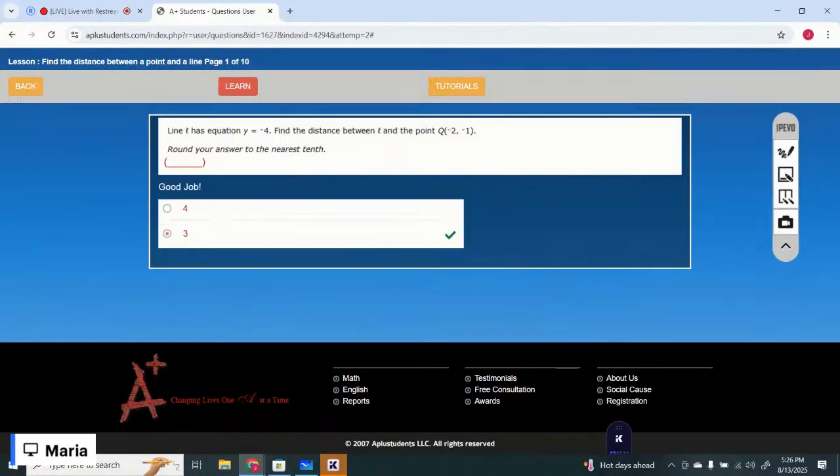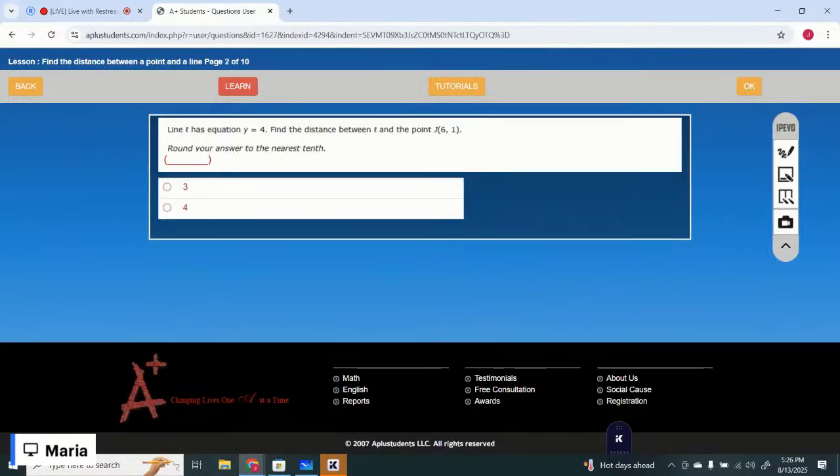Okay, let's just move on to next one. Line L has the equation y equals 4. Find the distance between L and the point J (6, 1).